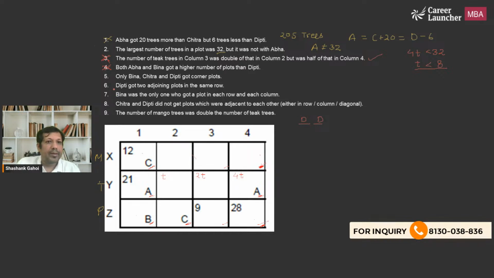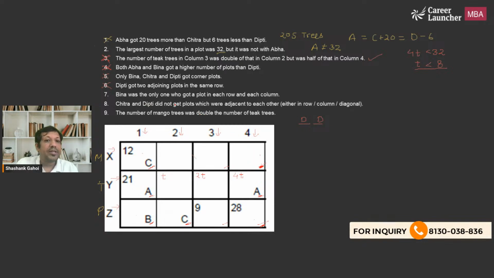Now we have also used this one. Also used this one. Now Veena was the only one who got a plot in each row and each column. So in the first row, in the second row, in the third row, at least one V should be there. In each column, there should be at least one V. Okay, we'll see about it.